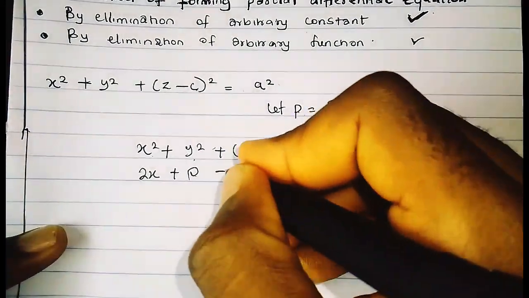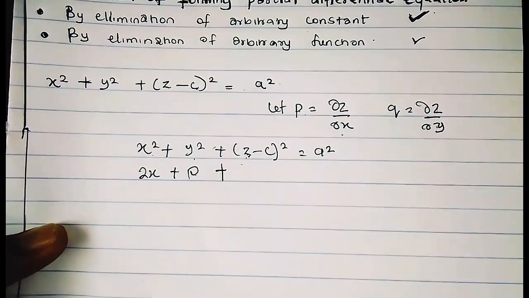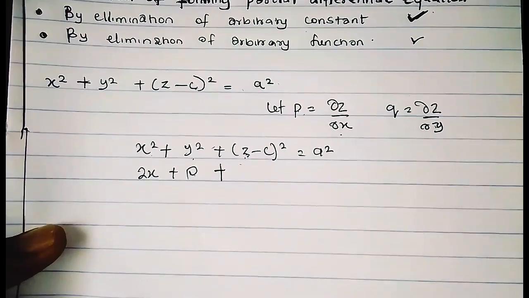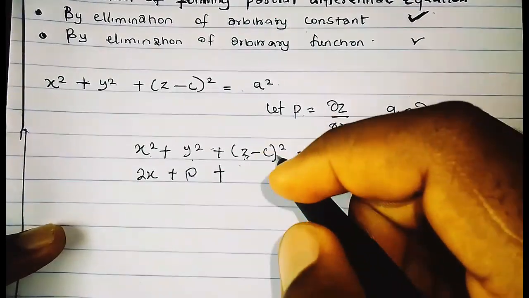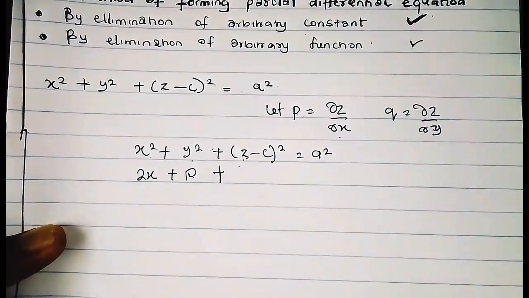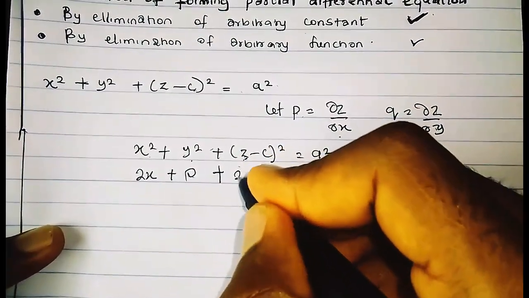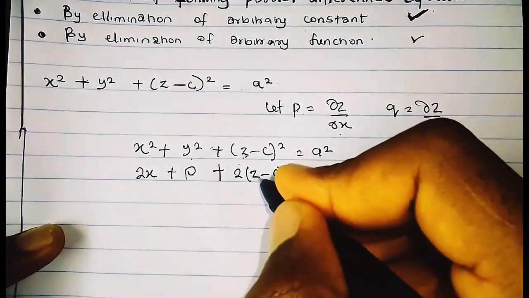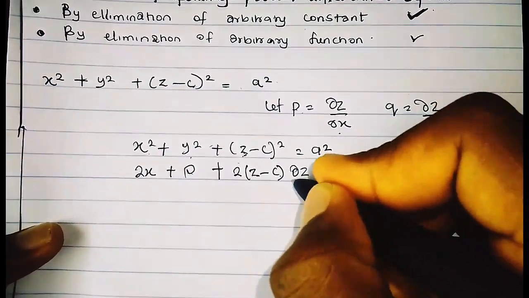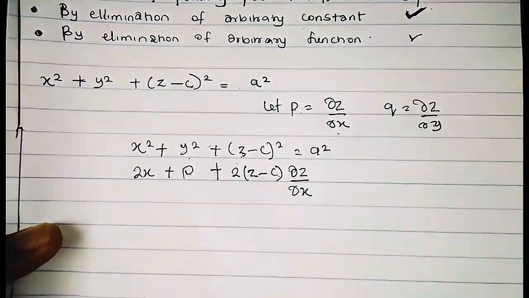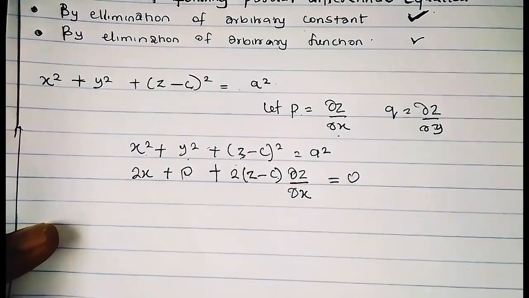Plus, now I have my dependent variable, which is z. Remember, if I'm differentiating an implicit function and my dependent variable is there, once I differentiate that dependent variable, I multiply it by its derivative with respect to what I'm differentiating with. So differentiating this will be 2(z minus c), and since that is my dependent variable, I multiply it by dz/dx, which equals a squared. Differentiating a squared, which is a constant, gives 0.